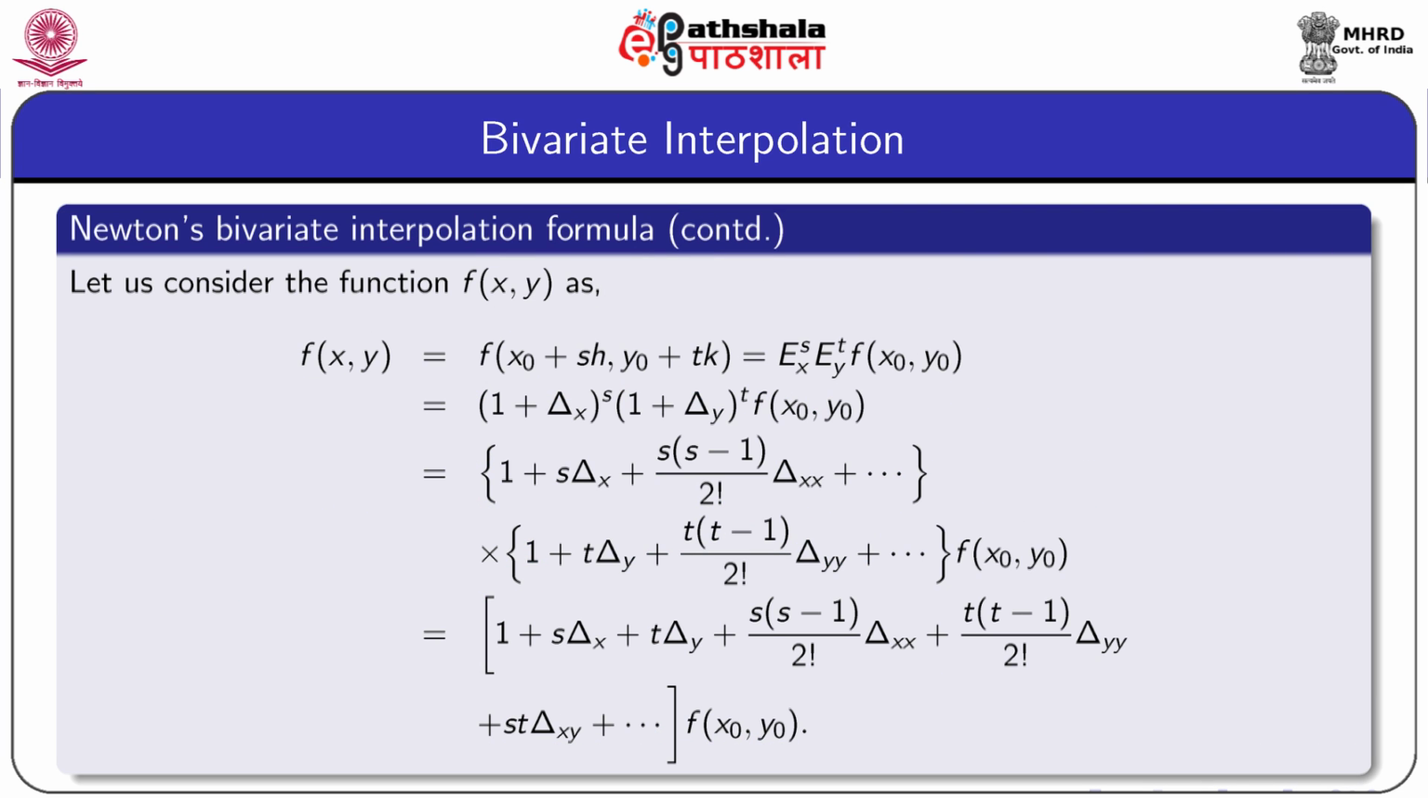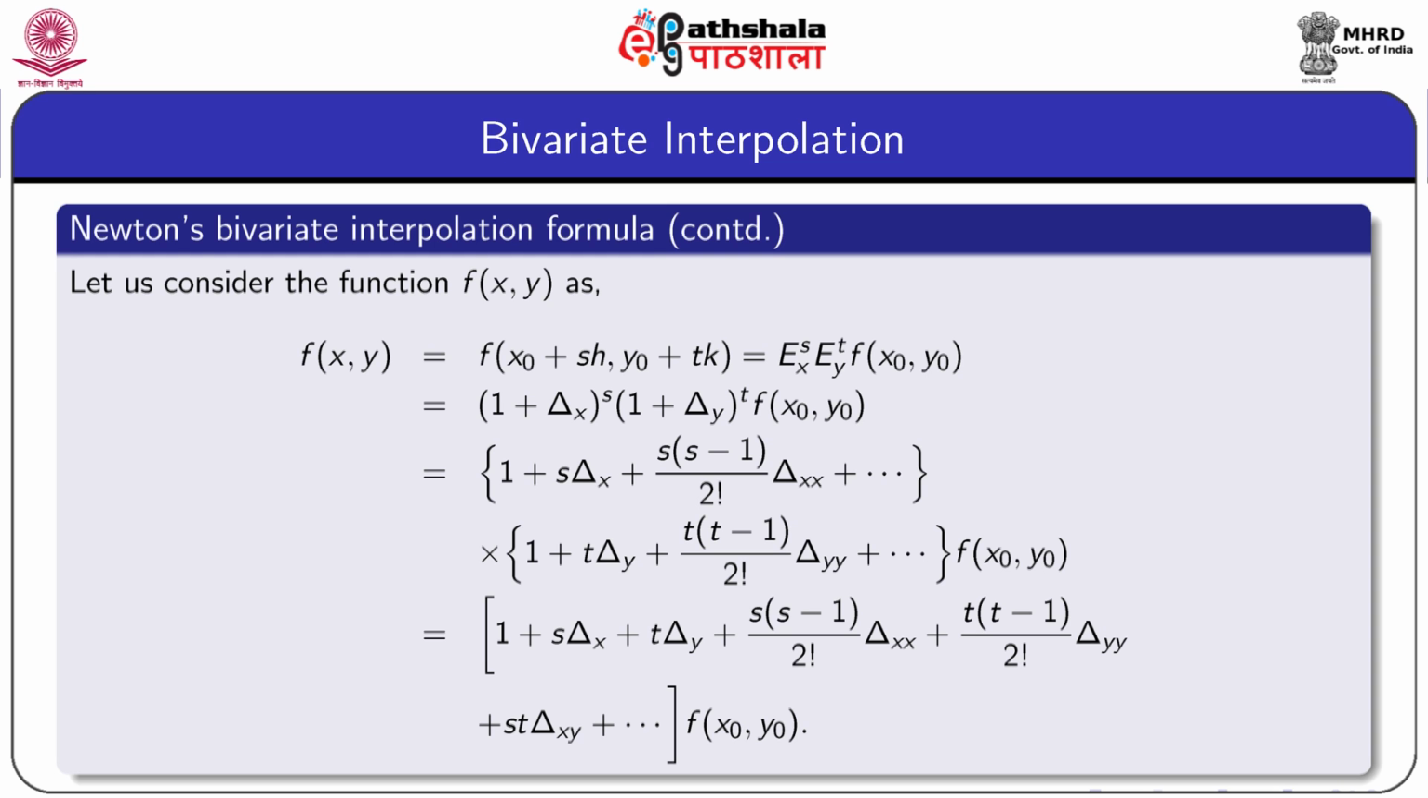Now, let us consider the function f of x y as f of x0 plus sh. We have written that x equal to x0 plus sh and y equal to y0 plus tk, therefore f of x y is equal to f of x0 plus sh comma y0 plus tk, and this is equal to Ex power s of Ey power t of f of x0 y0. Ex power s and Ey power t are the shift operators with respect to x and with respect to y respectively. Again, we know that Ex is equivalent to 1 plus delta x.